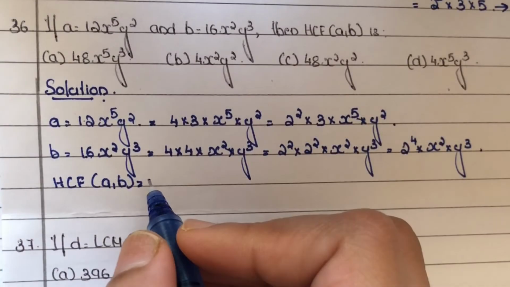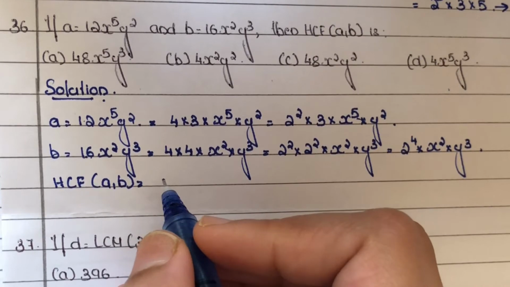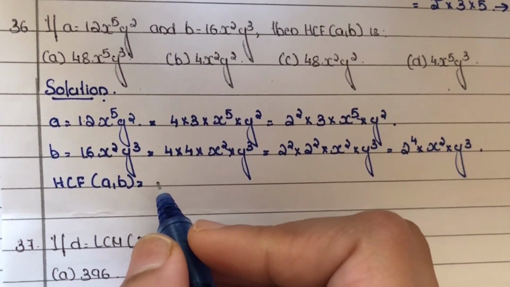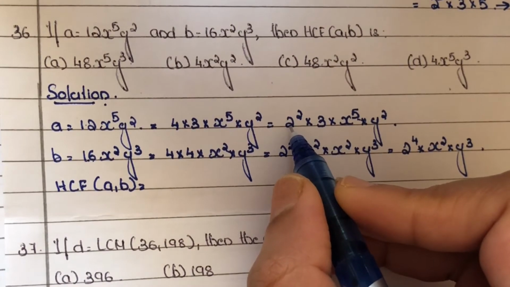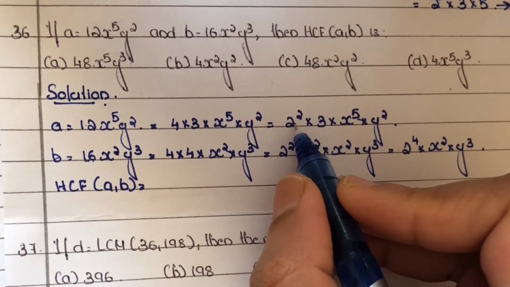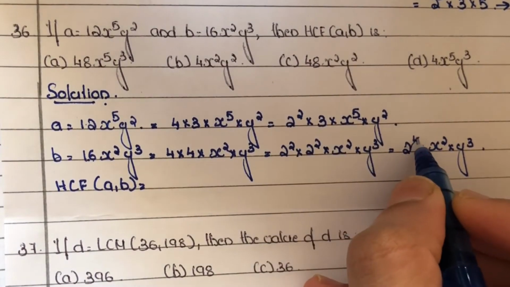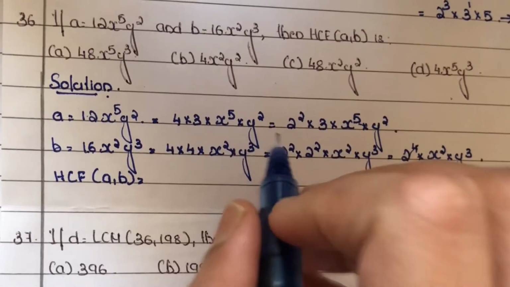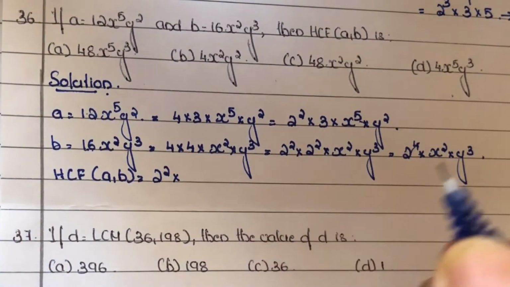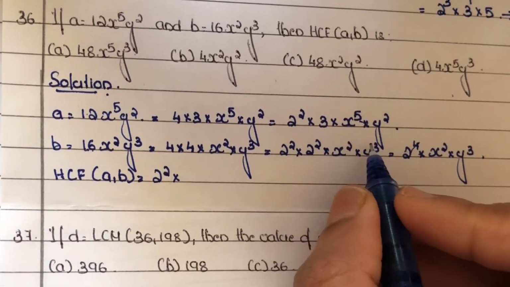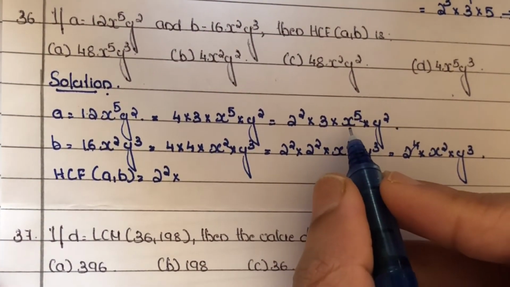Equal to, and we know that HCF is the product of the smallest power of the common factor, right? So here 2 is common, and the smallest power of 2 is here 2 raised to 2 and 2 raised to 4. Smallest power is 2 raised to 2. So 2 raised to 2 into next, 3 is not common. So next x.